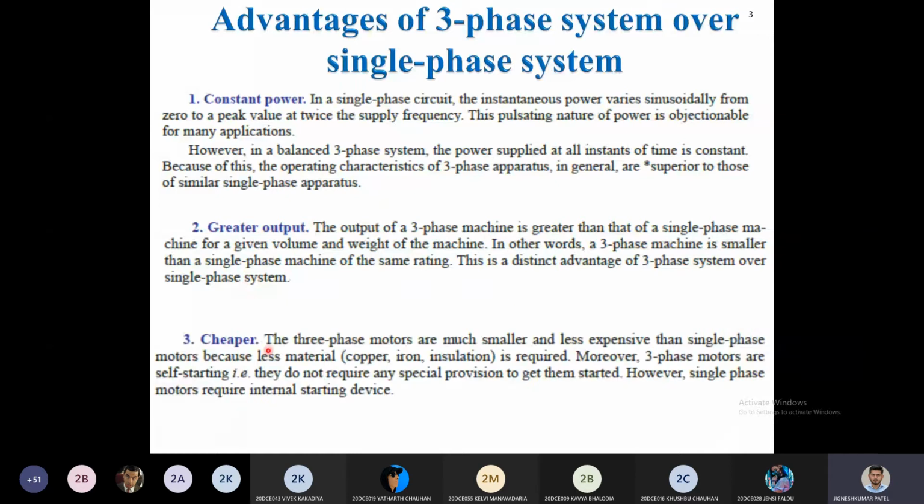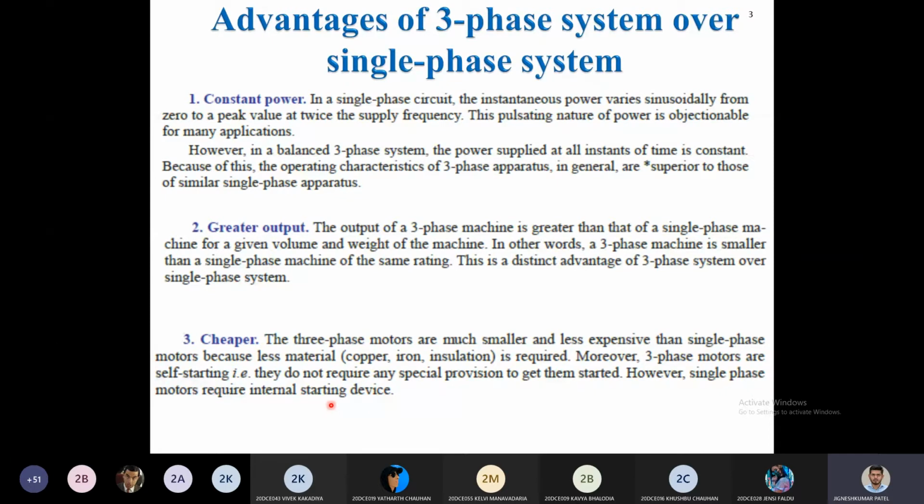It is cheaper. How is it cheaper? Three-phase motors are much smaller and less expensive than single-phase motors because less material is used. Moreover, three-phase motors are self-starting. This is about motors. These motors are self-starting. They do not require any special provision to get them started. However, single-phase motors require an internal starting device.